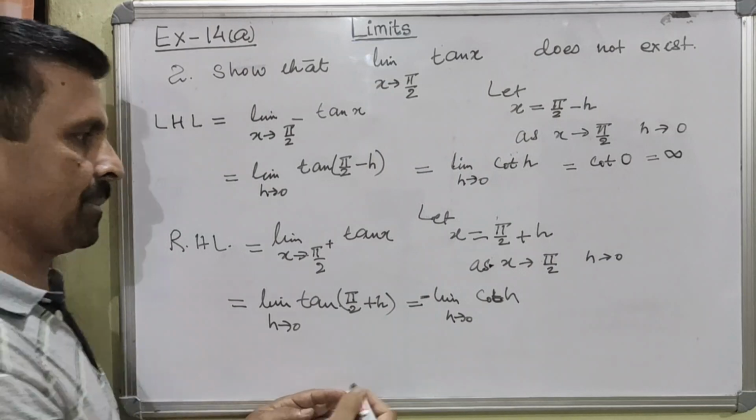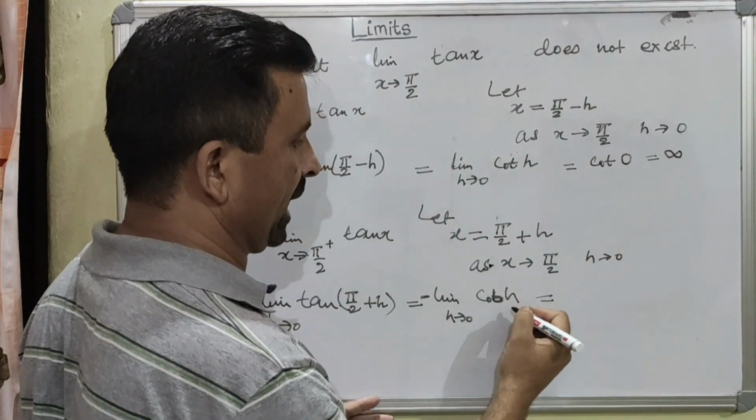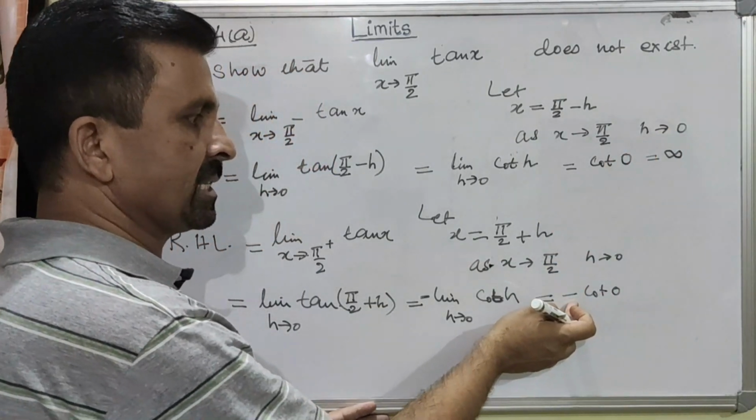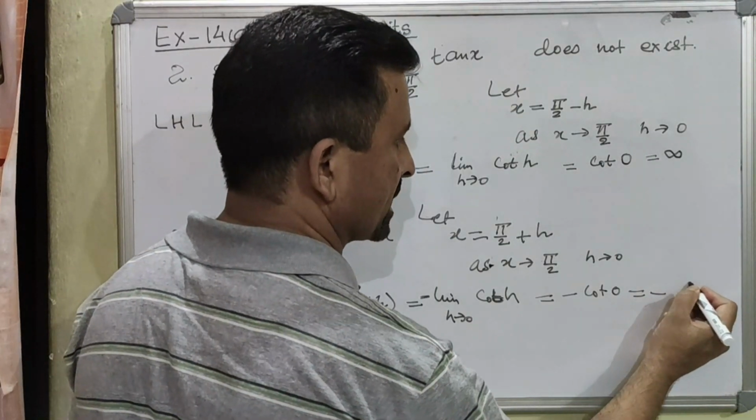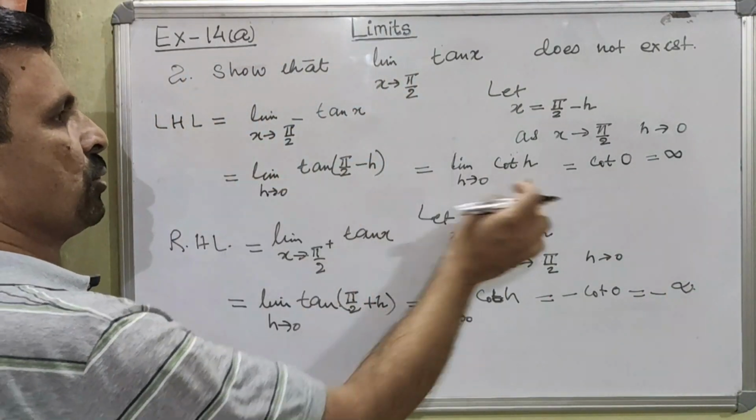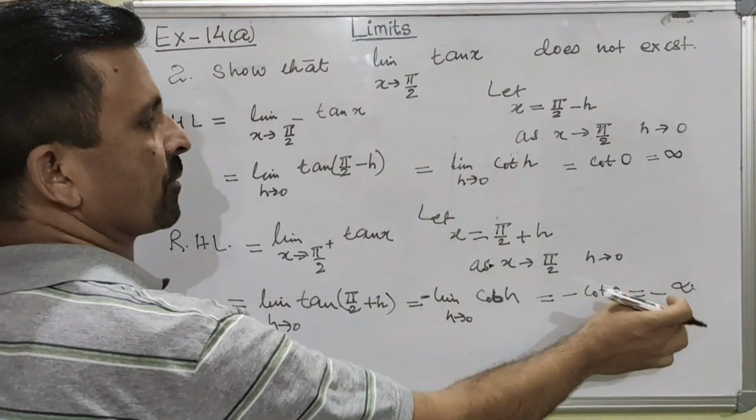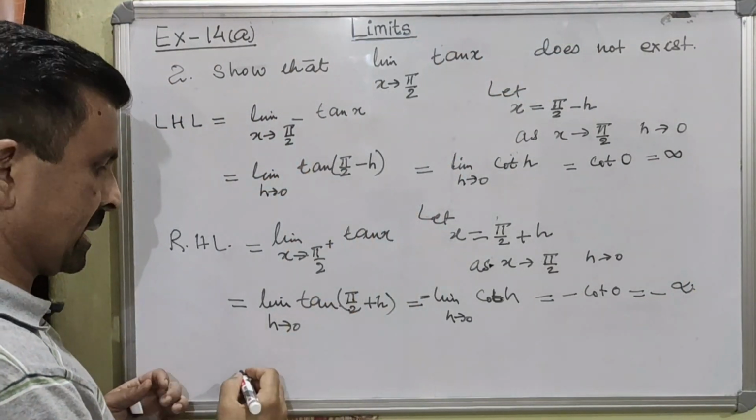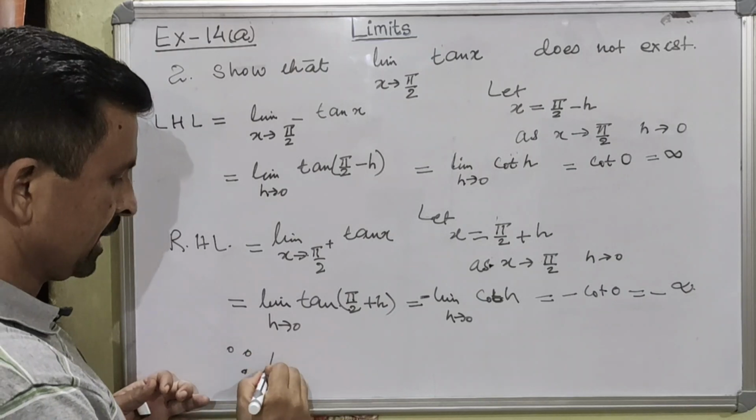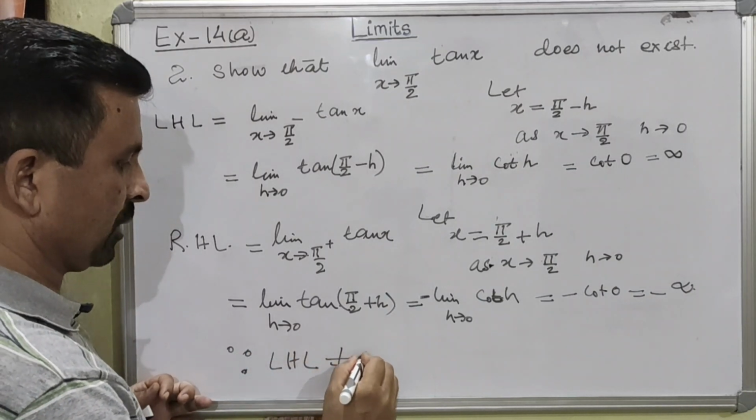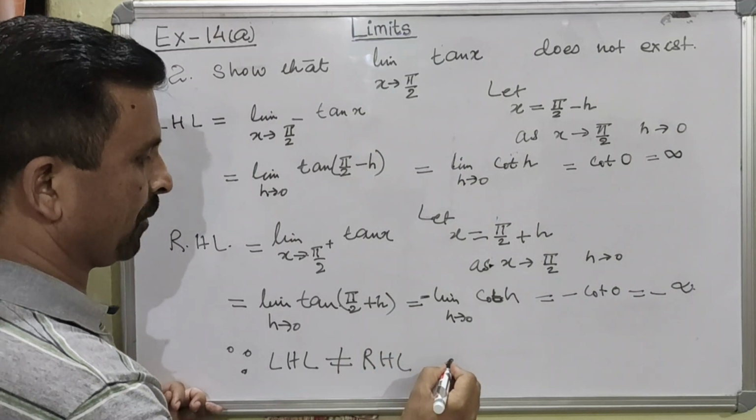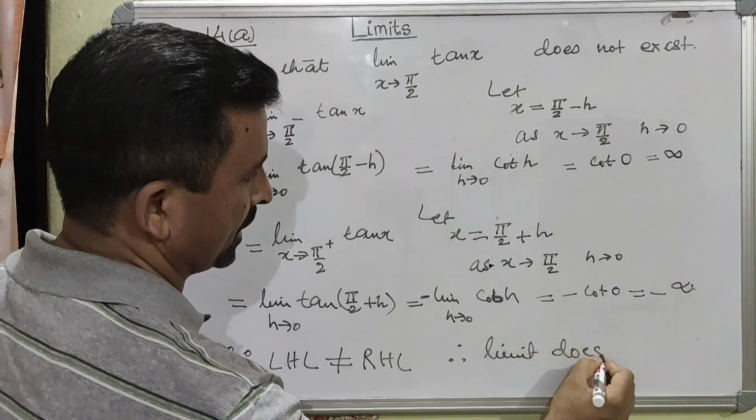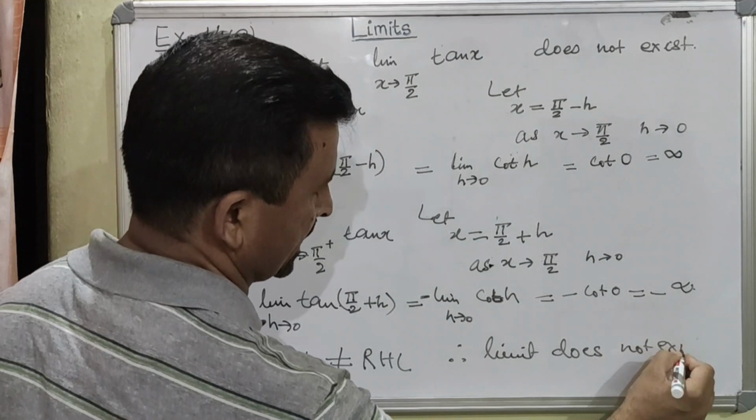Is it okay? After this is simplified, we can now put the value of h. So minus cot of 0. Once again cot of 0 will be infinity, and because of the minus sign, this will become minus infinity. So the left hand limit you got was plus infinity, the right hand limit you got was minus infinity, and therefore we can see that they are not the same. Therefore we can say that since the left hand limit is not equal to the right hand limit, the limit does not exist.